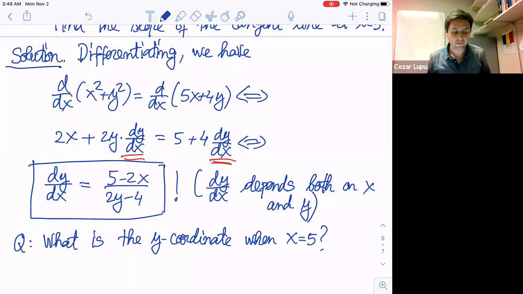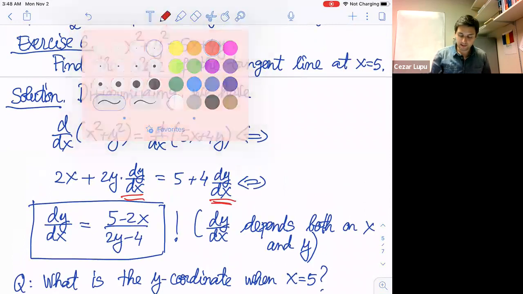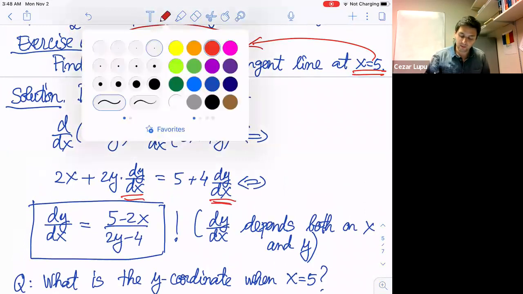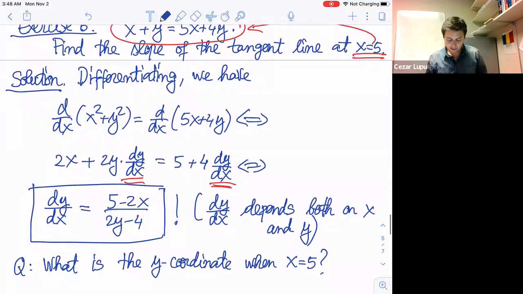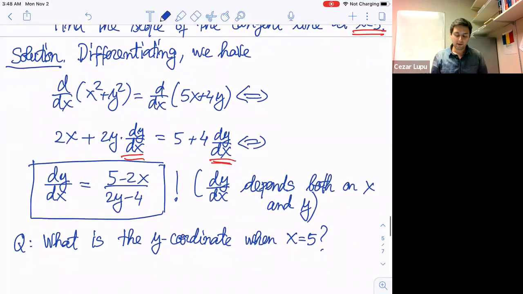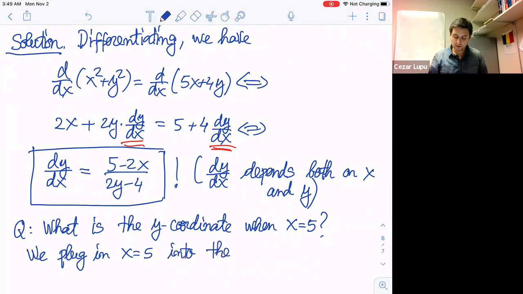Okay, let's find this out. We're going to go back to our equation here. We would like to see what y is when x equals 5. So we're going to plug in x equals 5 and solve for y. So we plug in x equals 5 into the equation x squared plus y squared equals 5x plus 4y.